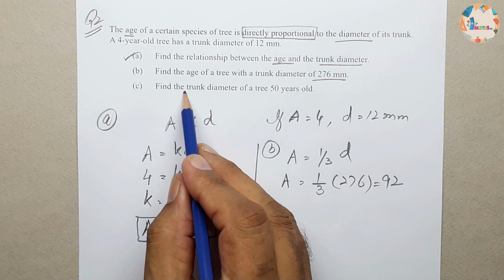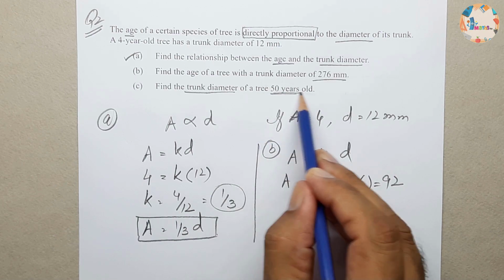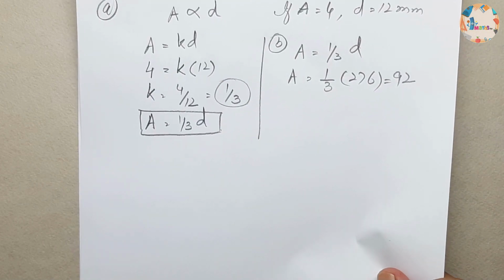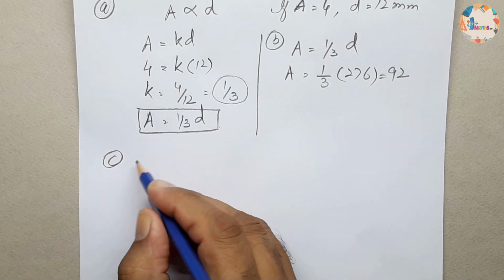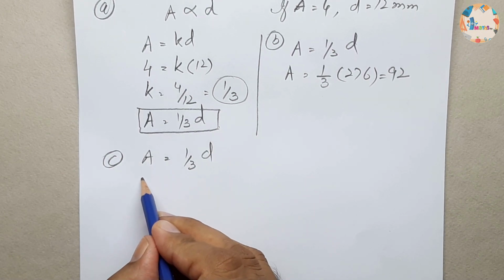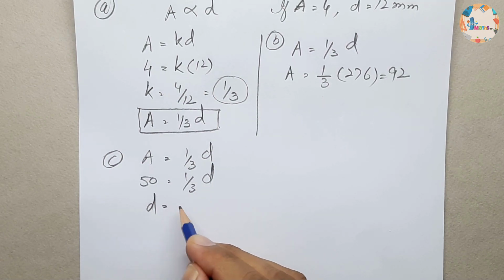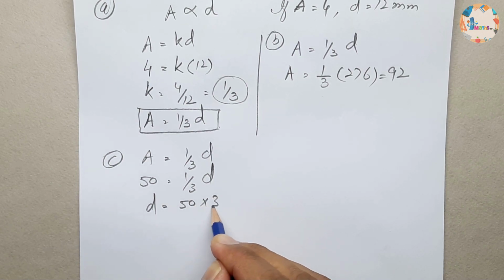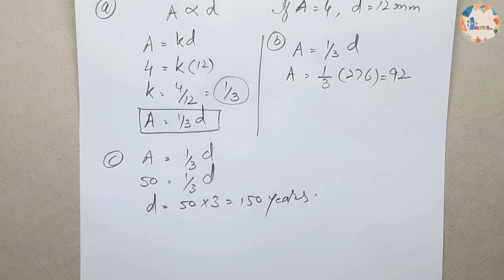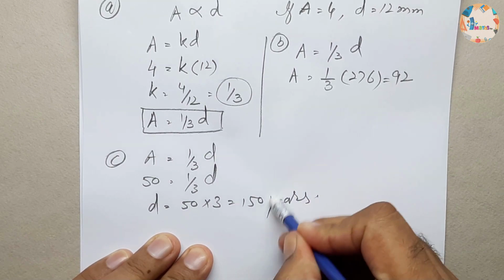Now find the trunk diameter of a tree 50 years old. So now age is given for part C. So we can solve part C with the same equation, A is equal to 1 by 3 into D, and A is given, 50 years, is equal to 1 by 3 into D. This implies D is equal to 50 into 3, which is equal to 150. So 150, no, basically this is the diameter, so 150 mm.